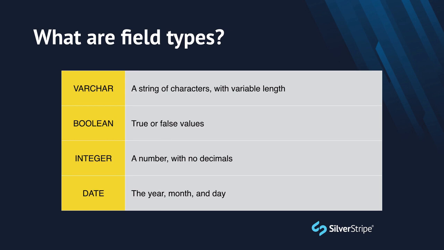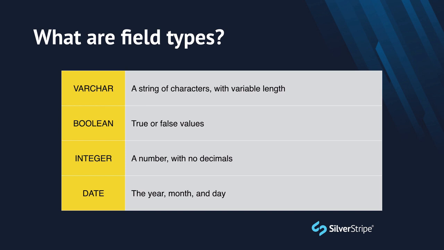Some common field types in MySQL include varchar, which is a string of characters with a variable length. A boolean is a true or false value. An integer is a number with no decimals. And a date is just a year, month, and day. There are many, many other field types. These are just some of the main ones that you'll see a lot.